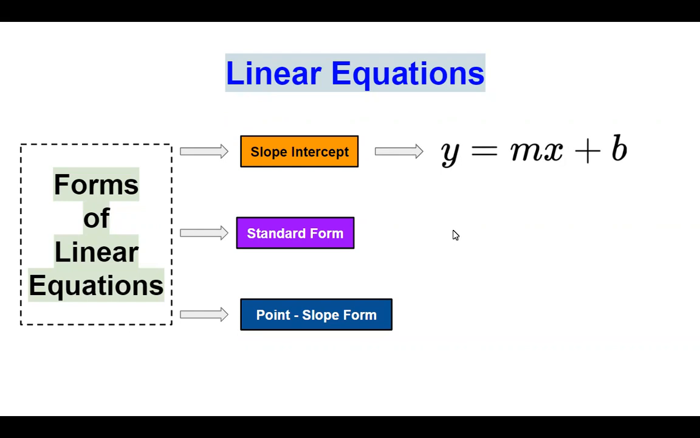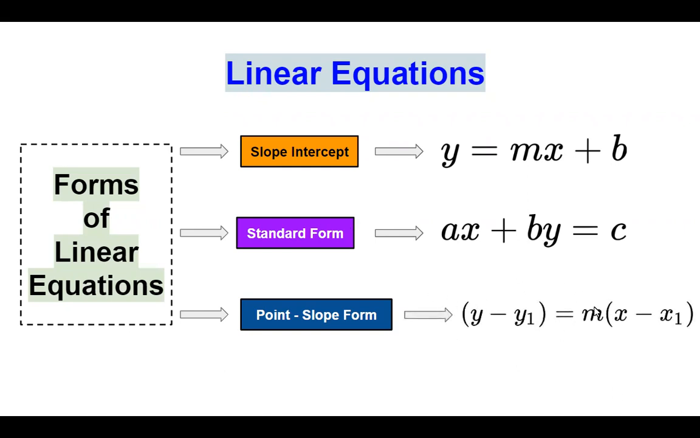Write this down, guys. My second form is standard form. It's very similar, yet different, because my x and my y are on the same side of the equal sign. This time they're on the left side, and the constant is on the right side of the equation. It's called standard form because both x and y are on the same side of the equal sign. The last one is called point-slope form.